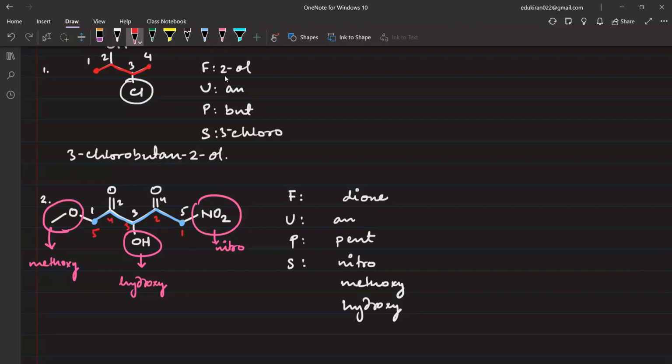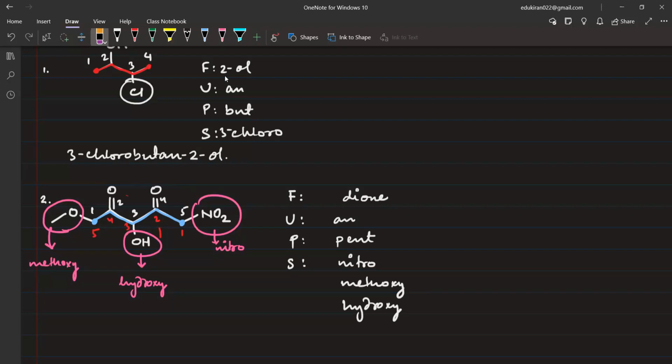Now, if you look at the dione, the functional group is getting the same numbers in both the cases. If I take the numbering of the white side, it is getting the numbers 2 and 4. If I take the red one, it is also getting 2 and 4. So from the functional group, it doesn't matter what number you take. You can take the white one as well as the red one. But that doesn't stop at functional group.